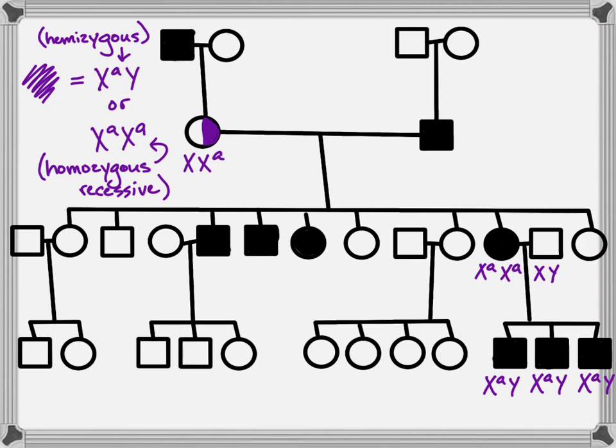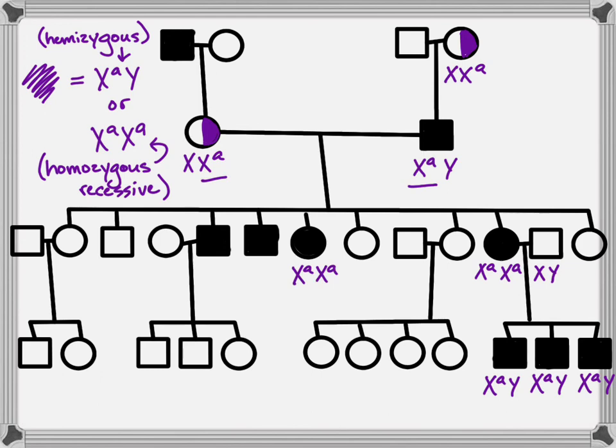So we know this mother must be a carrier because for this daughter to get two X's, she had to get a recessive X from her father and from her mother. That means that this son had to get a recessive X from his mother, but she doesn't show the trait, so she is a carrier as well. So there are their genotypes. And then we can figure out really the genotypes of all of the children of this couple.